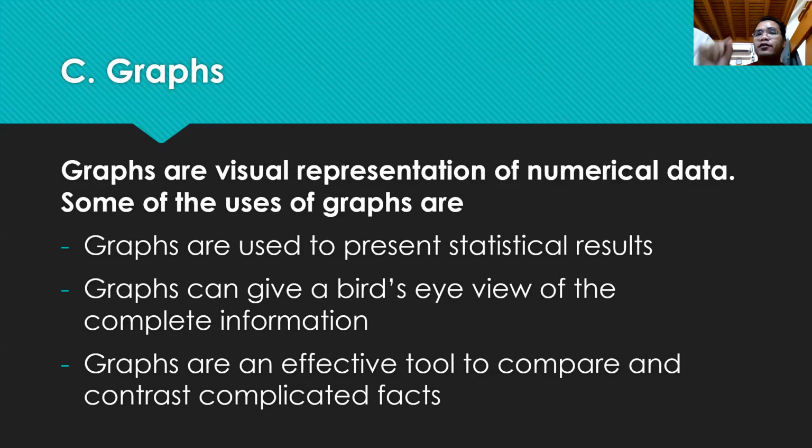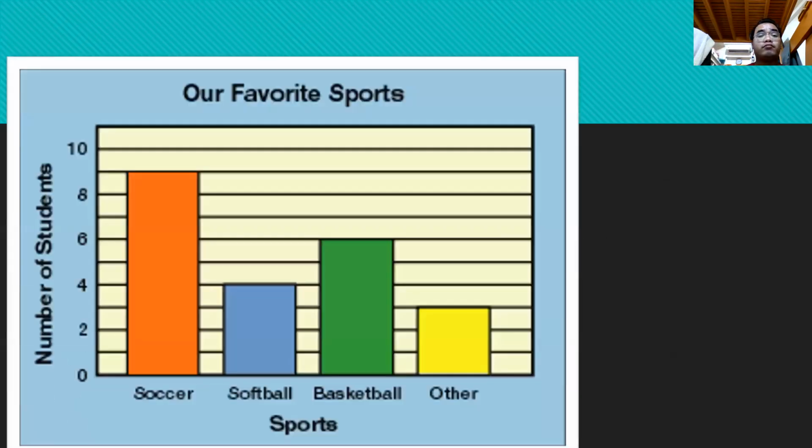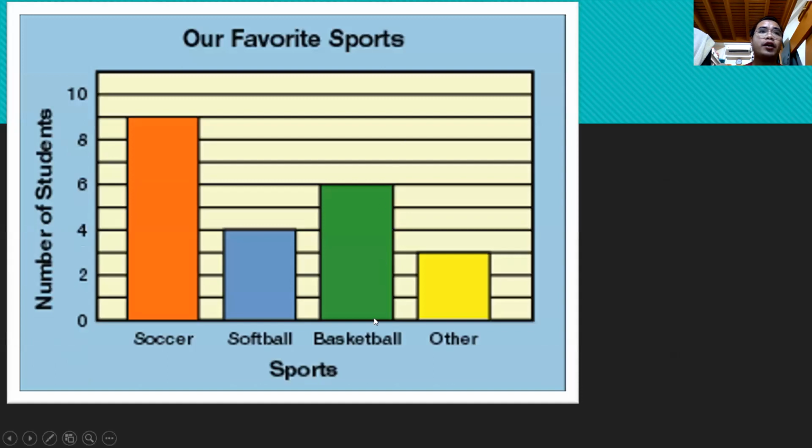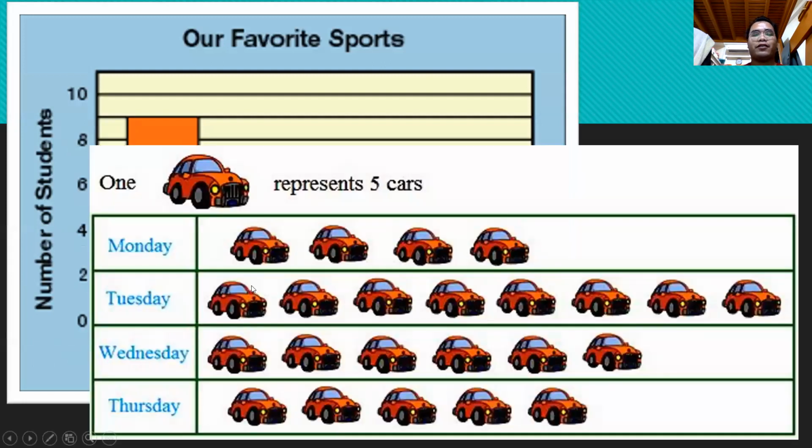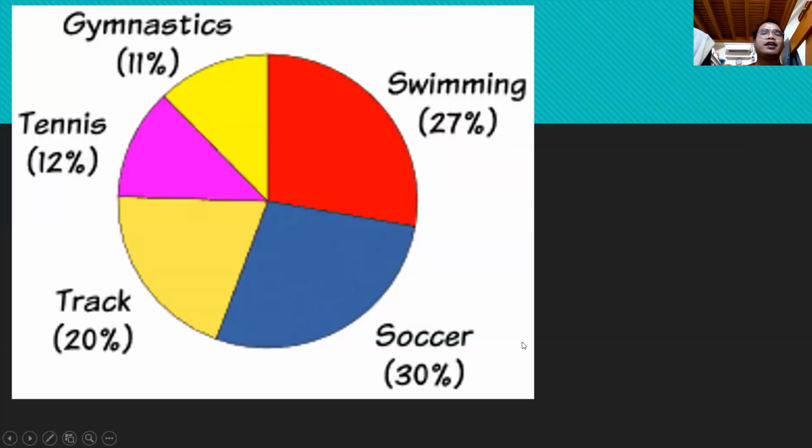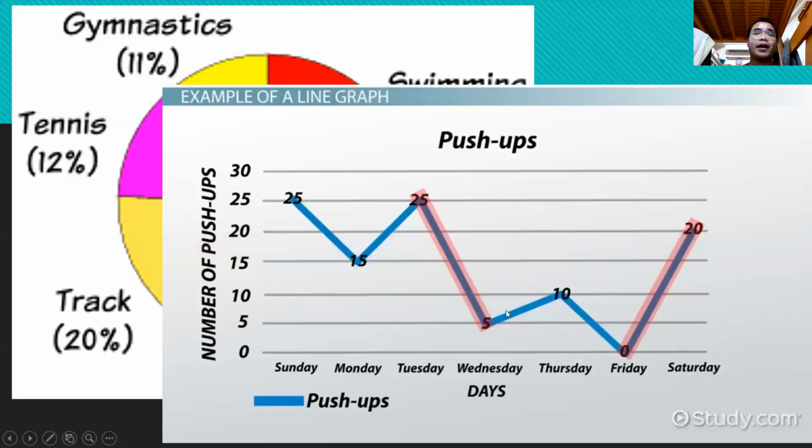And there are different types of graphs. One, this is a bar graph. Bar graph siya kasi nga, ayan, may bars, okay? This is a pictograph. Bakit siya pictograph? Kasi gumagamit ng pictures. This is a pie graph because it looks like a pie. And this is a line graph.